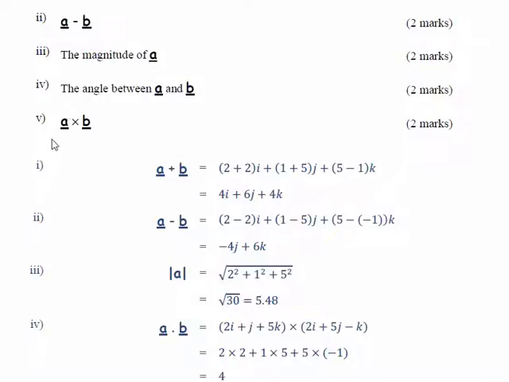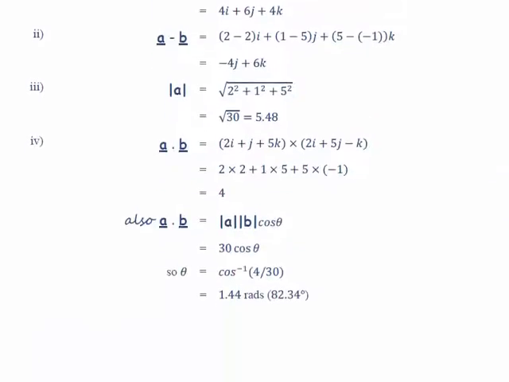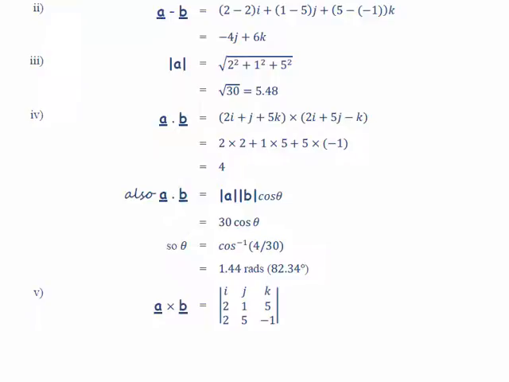Then in the final part we need to find the cross product of the two vectors. The cross product is defined by the determinant. So we've got i, j and k, which are the components. 2, 1, 5 is vector A, 2, 5, minus 1 is vector B.